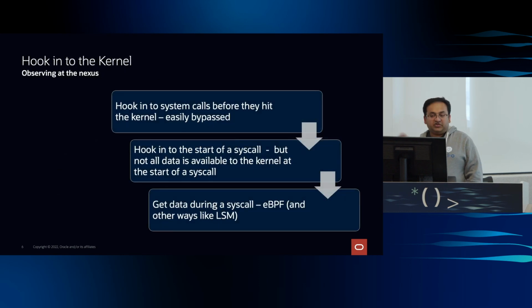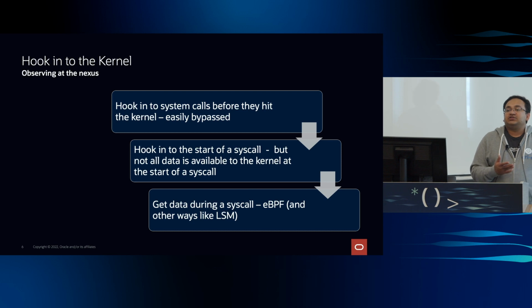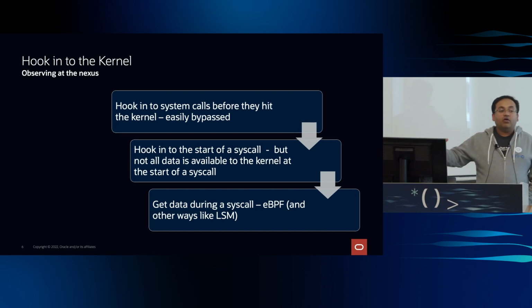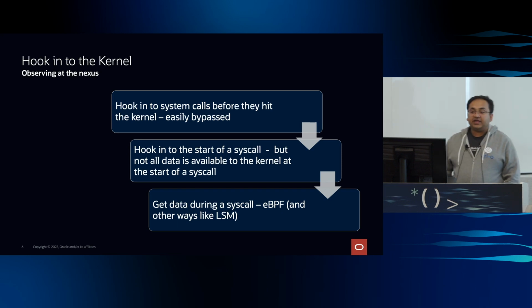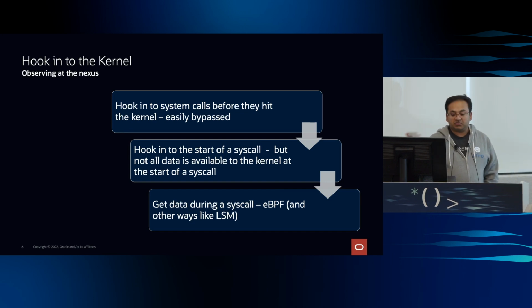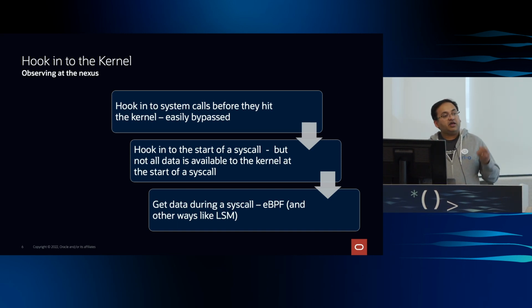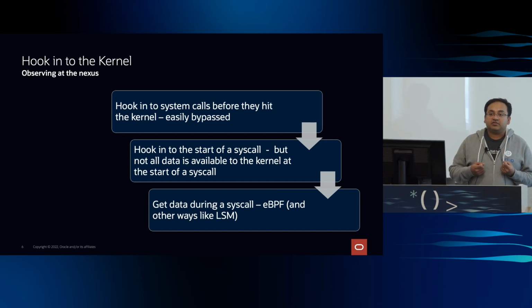Now, that's obviously easier said than done, right? Because you can't really just go and add code into the Linux kernel, but you can hook into the Linux kernel, right? So you could do stuff like LD_PRELOAD, which is, again, easily bypassed, but just for the completeness of the conversation. You could hook into the start of a syscall, right? So Linux basically works with this beautiful thing or API called the syscalls, the system calls, and you can hook into that.